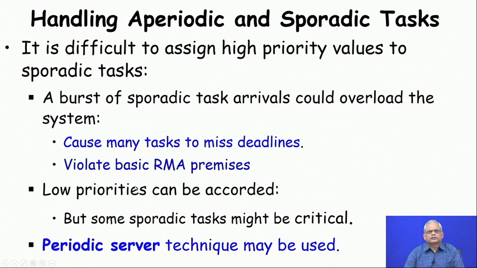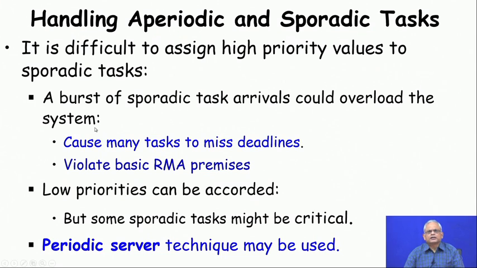Now, let us look at another issue, which is handling aperiodic and sporadic tasks. In the rate monotonic priority assignment, we had so far looked at only periodic tasks, and based on their period, we assign priorities during the design time. But what if there are aperiodic and sporadic tasks? The aperiodic and sporadic tasks do not occur periodically, rather they occur randomly.